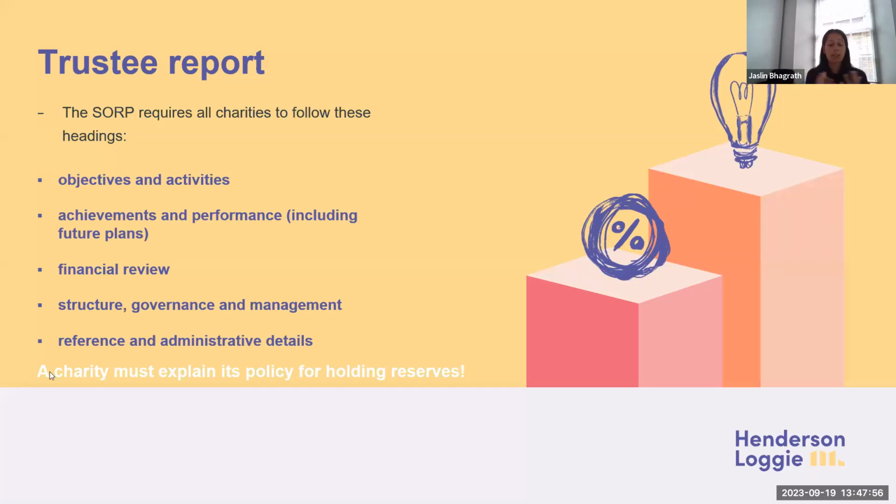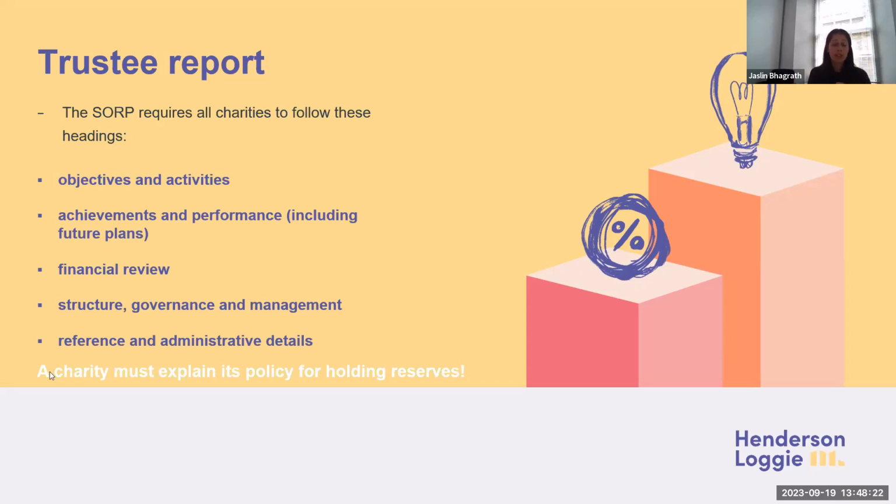For example, during COVID times, suddenly some services for some charities stopped, but you still had to pay your staff, you still had to pay rent on premises. So it's important to have that safety net for various purposes. There's no right or wrong as to what you should have, but what's important is explaining it.